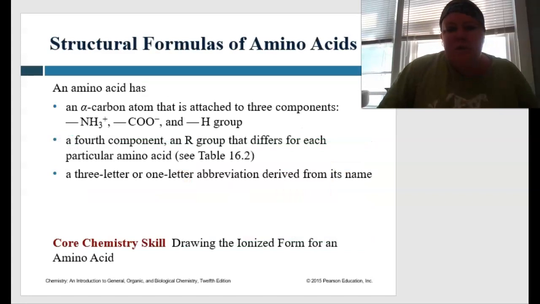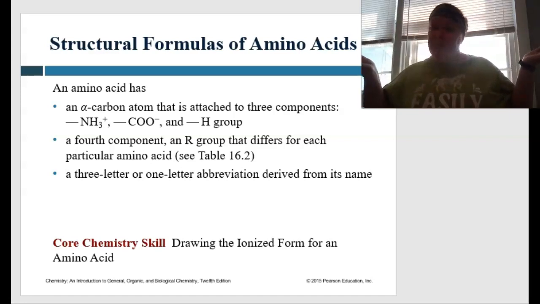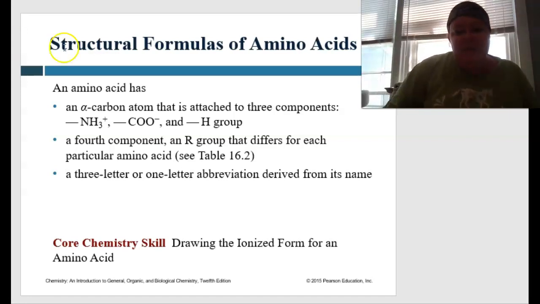So, the structural formula: the amino acid has that alpha carbon in the center, and it has the ant head and the ant butt, right? That means the amino group, the carboxyl group, and the side hydrogen are all attached to that alpha carbon. And then the fourth component is the R group that differs for each of the amino acids. It has either a 3-letter or a 1-letter abbreviation that is made from its name.